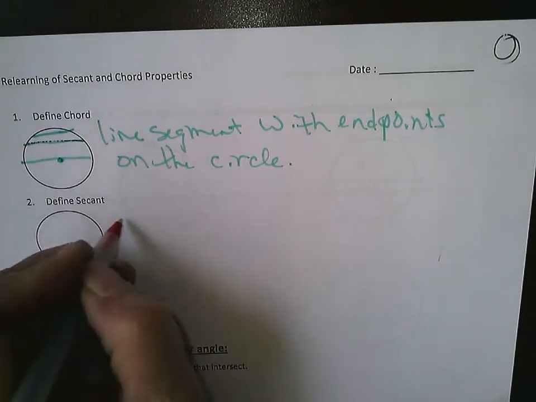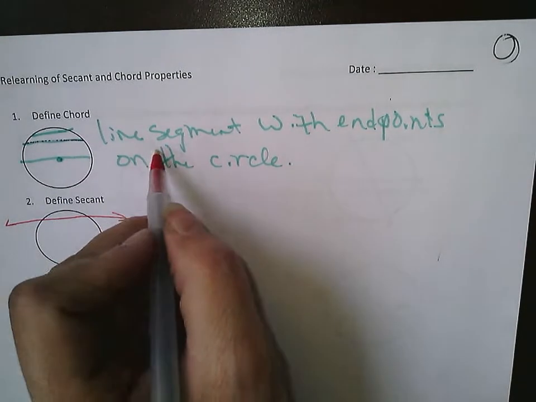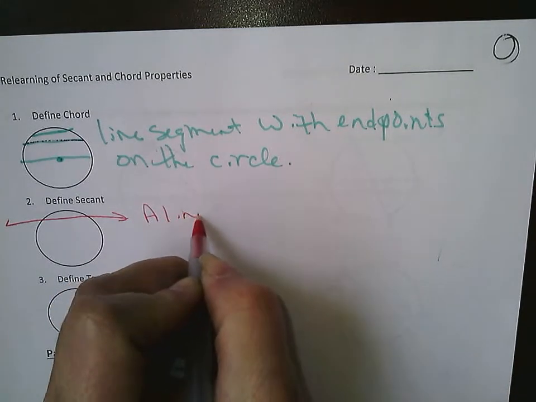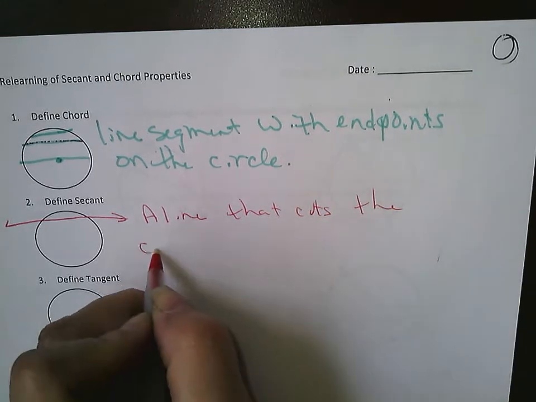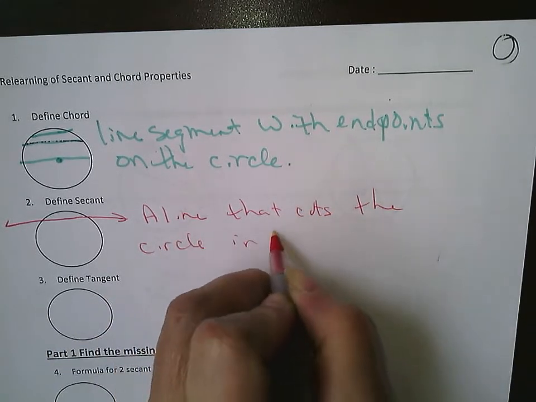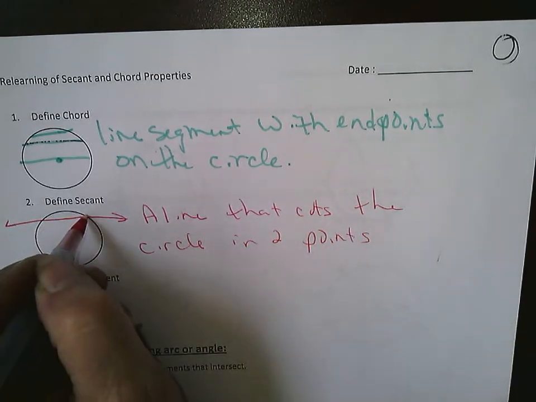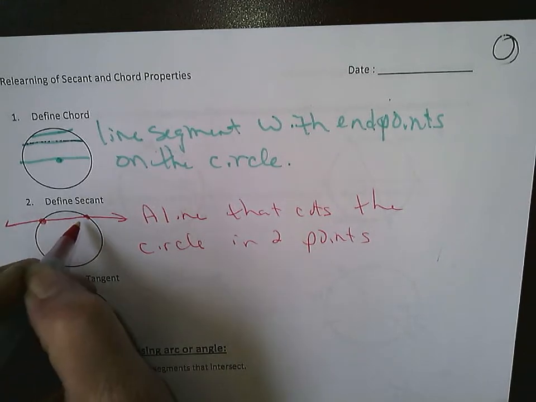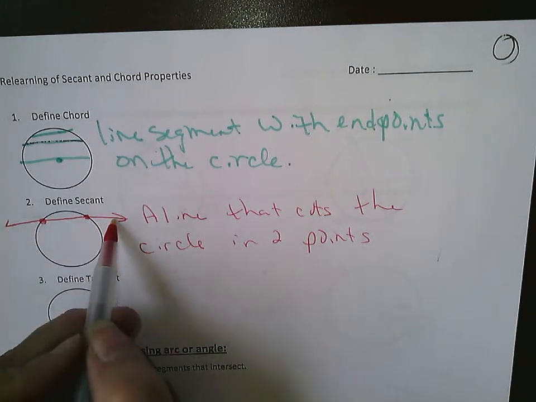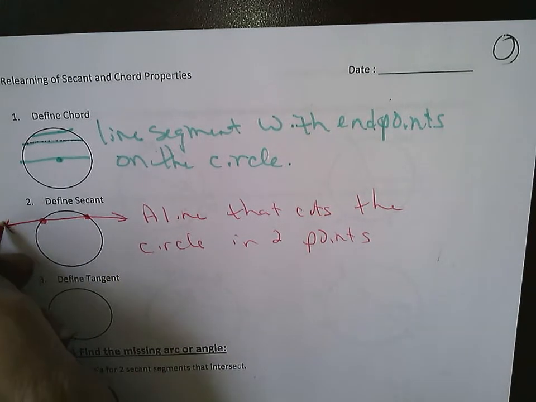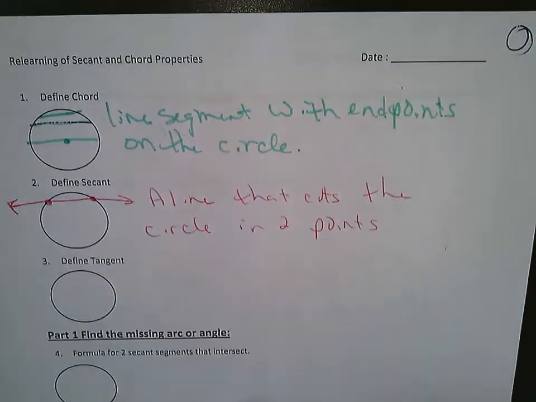A secant, on the other hand, is a line that goes all the way through. So we have a line, not a line segment, that cuts the circle in two points. Right here we have a secant. Inside a secant you can see we have a chord, but we're looking at the whole line where it cuts through and keeps on going. It's a line that goes in each direction. A lot of times we don't show it with the arrows, but nonetheless, there they are.